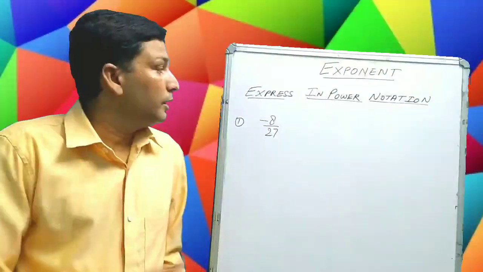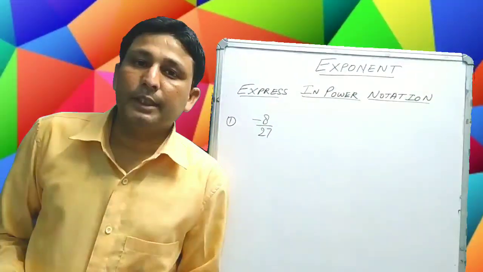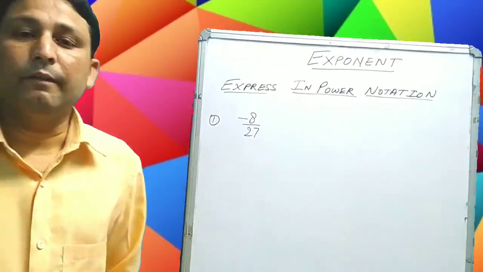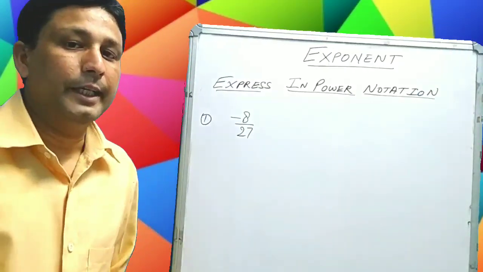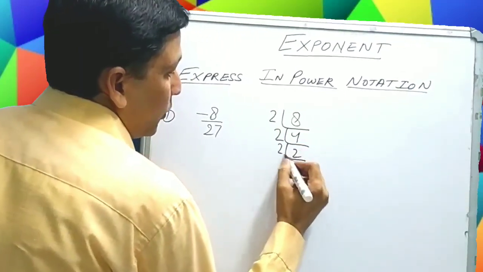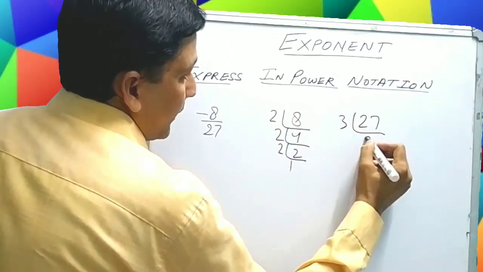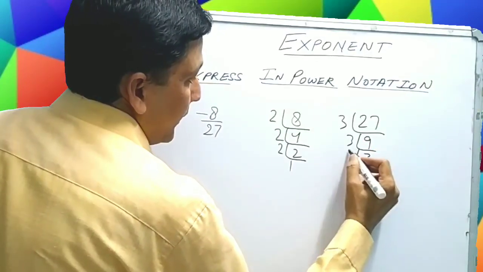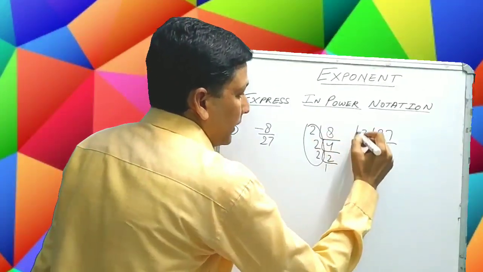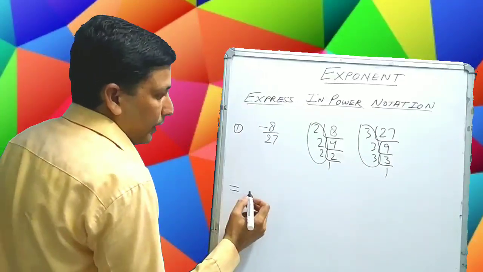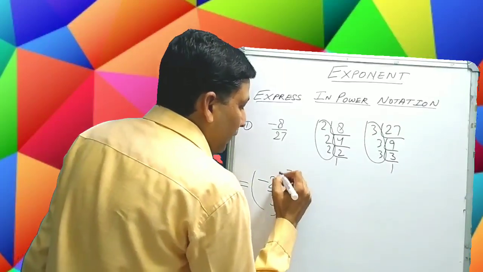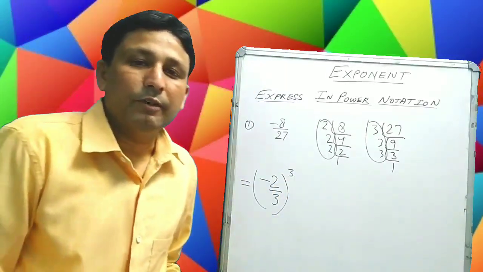Now next topic is express in power notation, and here you can see that minus 8 upon 27 is already written. For converting to power notation we will find the prime factors of 8 and 27. Look here, 2 fours are 8, then 2 twos are 4, then 2 ones are 2, and for 27, 3 nines are 27, 3 threes are 9, then 3 ones are 3. Here we can create the triplet of prime factors, and here also we can create the triplet of the prime factors. So in the next step we can write minus 2 upon 3 raised to the power 3. Why is the power 3? Because here we created triplets of the prime factors.